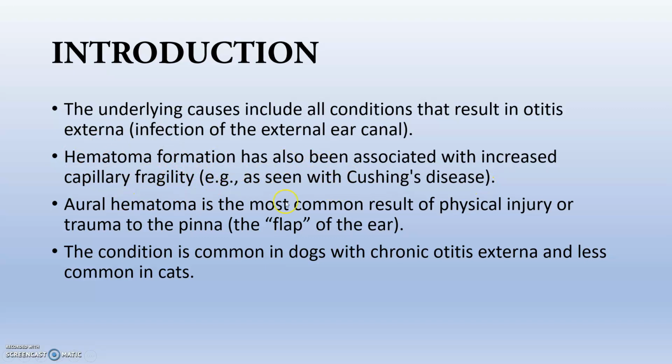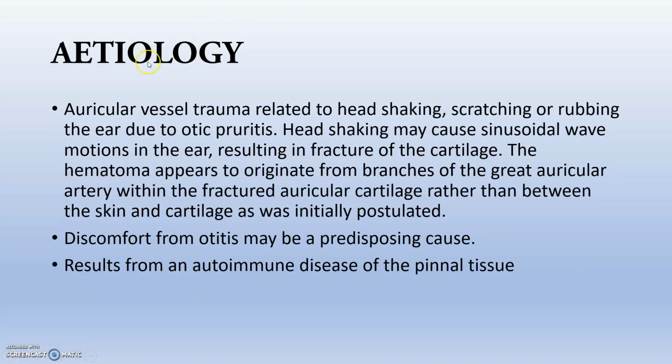Aural hematoma is most commonly the result of physical injury or trauma to the pinna, or the flap of the ear. The condition is very common in dogs with chronic otitis externa and less common in cats. So the etiology is auricular vessel trauma. The auricular vessels mainly supply the concave and the convex parts of the ear. So due to scratching, shaking or rubbing from otitis pruritus, trauma happens to the auricular vessels.